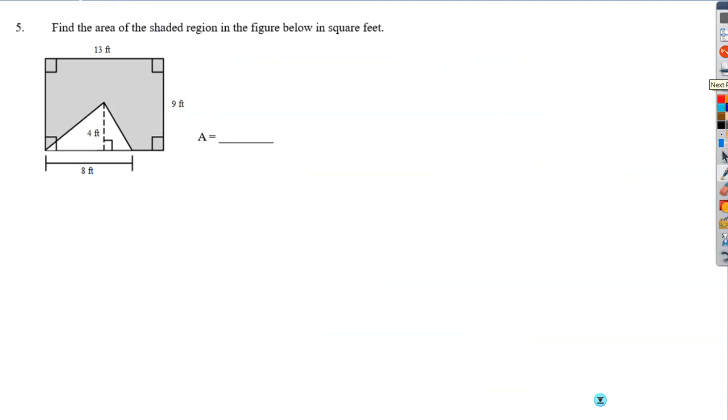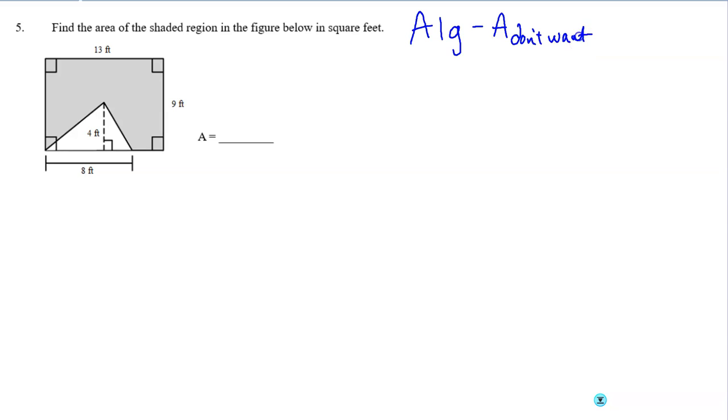Okay. This one we want the area of the shaded region. So when you have a shaded region, the easiest thing to do is take the area of the large figure minus the area of what you don't want, right? So the big shape is a rectangle, and that particular rectangle, base times height, is a 9 by 13. So the big shape, the whole big figure is 117 square feet.